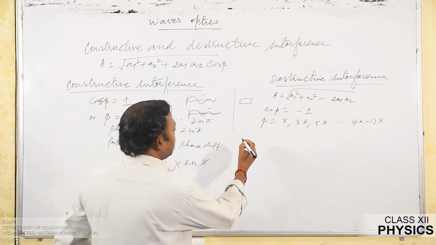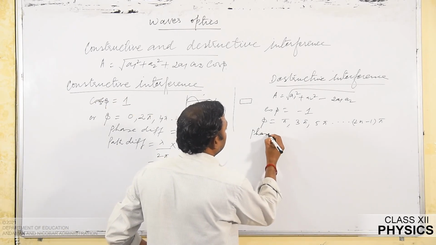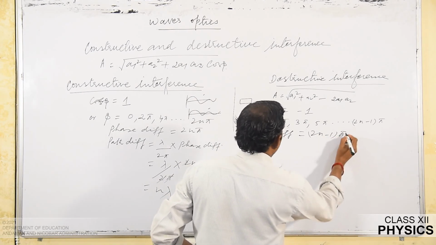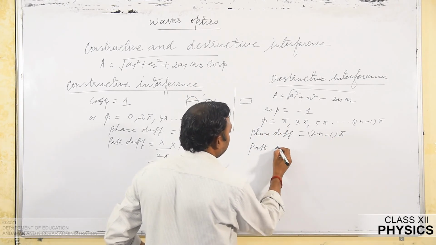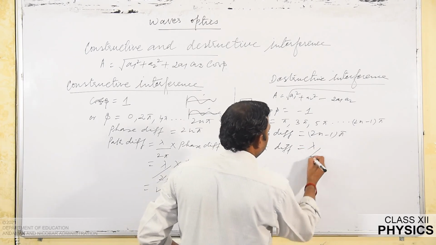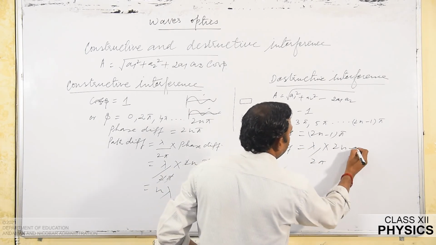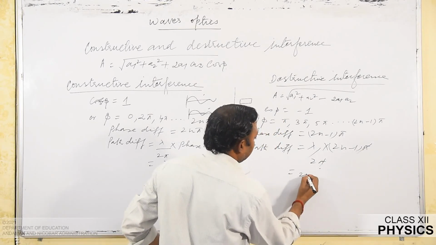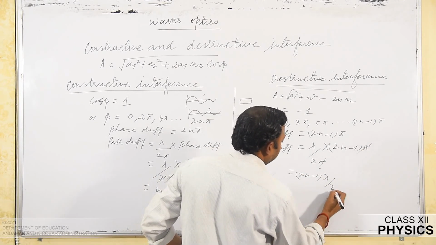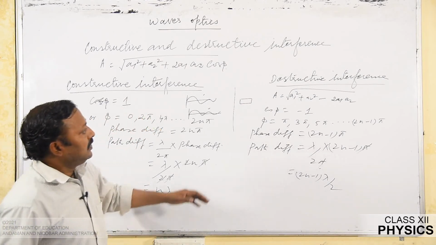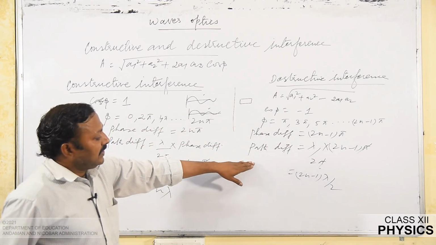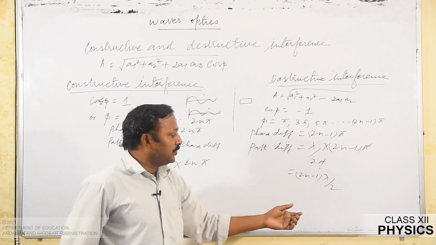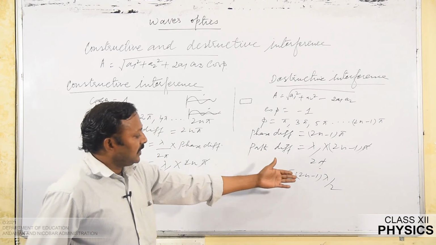So the phase difference for minima or destructive interference is given by (2n minus 1) pi and the path difference is equal to lambda by 2 pi multiplied by (2n minus 1) pi. Pi gets cancelled out, you get (2n minus 1) lambda by 2. So this is the condition for destructive interference. So path difference is equal to (2n minus 1) multiplied by lambda by 2. If the path difference is like this, then you will get destructive interference.